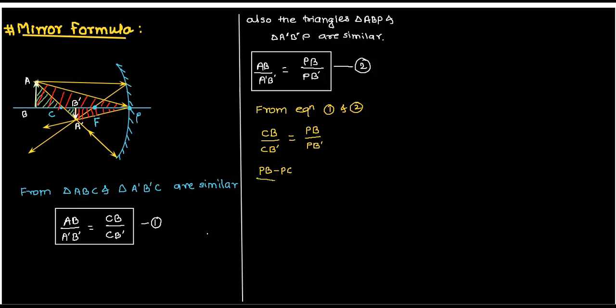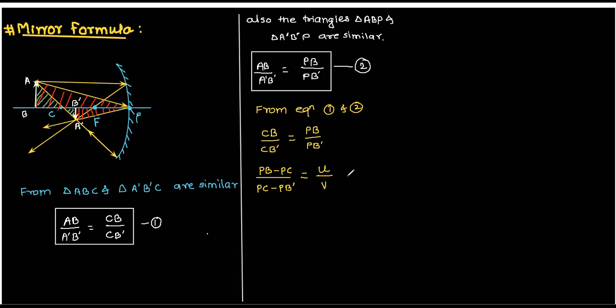divided by CB dash. Where is CB dash? See in the diagram. What is CB dash? CB dash is PC minus PB dash. Yes or not? PC minus PB dash is equal to. This PB is what? P to B means object distance. So therefore directly I am writing U. And PB dash, what is PB dash? Image distance. That's why I am writing directly V.